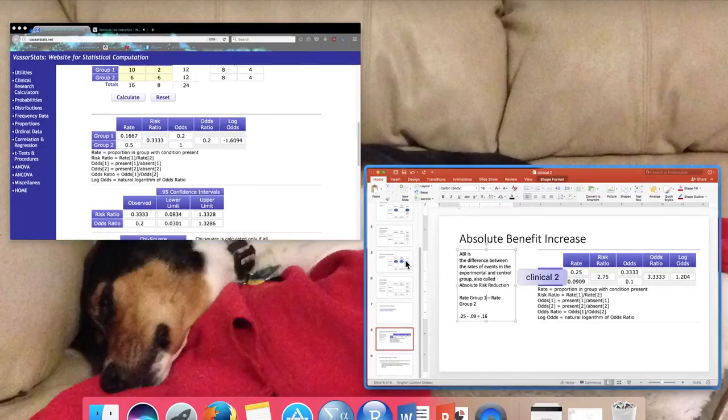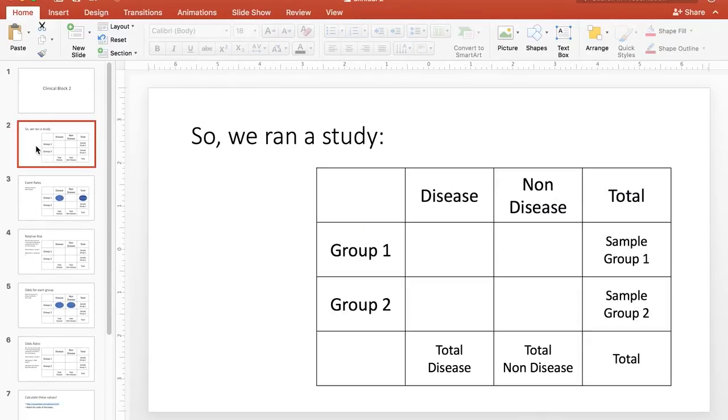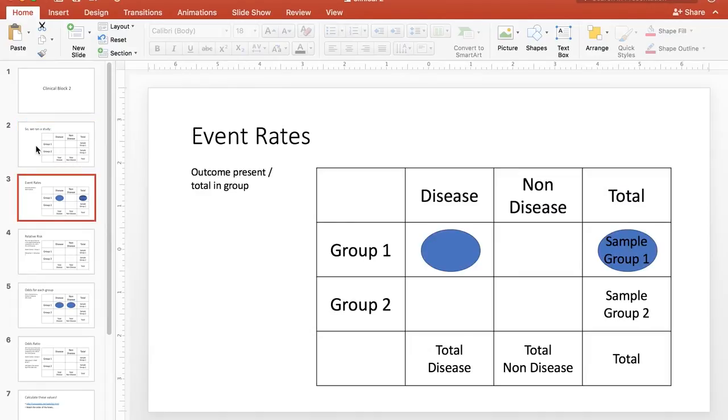So all that together, we can calculate the different things. So this is all about the study, whereas clinical block 1 is really more about the test itself. So we can calculate rates, relative risk, odds ratios, absolute risk reduction, which leads us to numbers needed to treat.